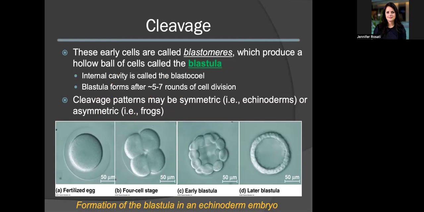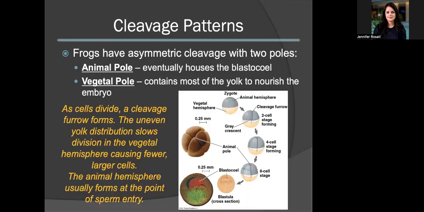The cleavage patterns of the developing blastula may be symmetric, as seen in echinoderms or starfish, or asymmetric, as we see in frogs. This diagram here depicts the formation of the blastula stage in an echinoderm embryo. Frogs in general have asymmetric cleavage. This leads to the formation of two different poles, the animal pole, which will eventually house the blastocoel, and the vegetal pole, which contains most of the yolk, which will help nourish the developing embryo.